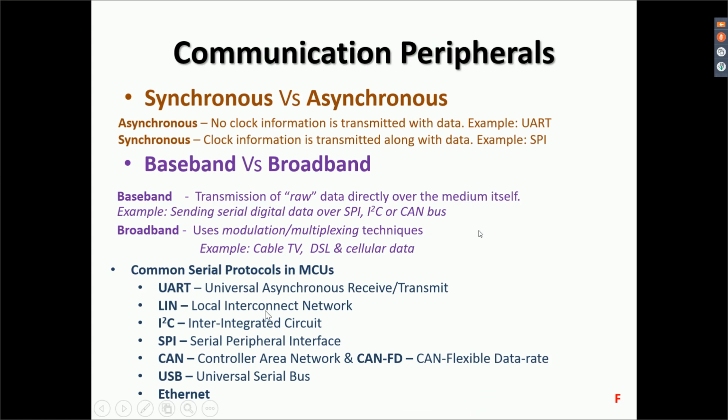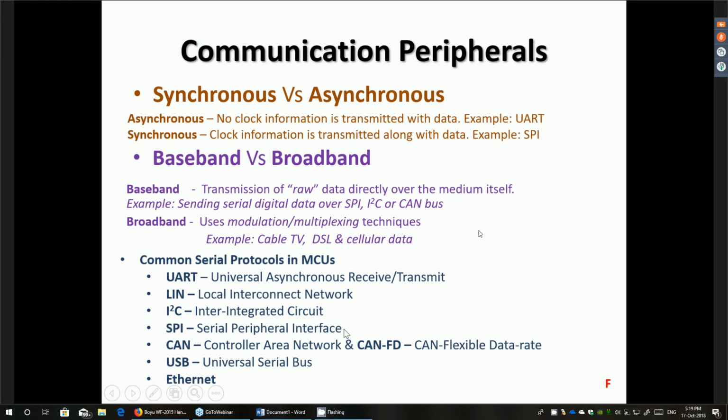LIN, you may be familiar, is a very commonly used protocol in automobiles, a very low cost, low speed serial protocol that is used in automotive applications. I2C, very common when you want to have two chips on a board talk to each other. Serial peripheral interface, a very fast synchronous protocol. And then CAN. There is a lot of interest in CAN among colleges right now.